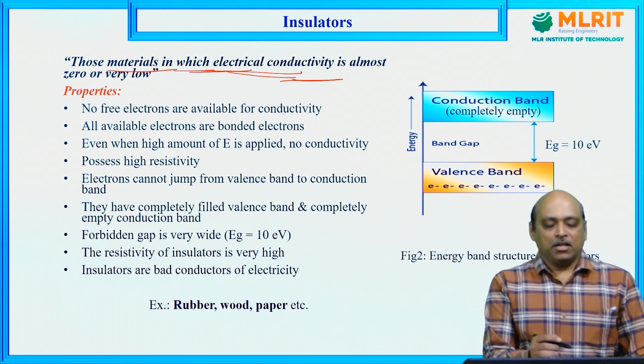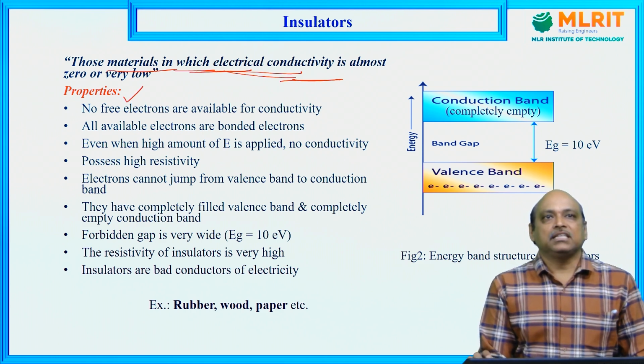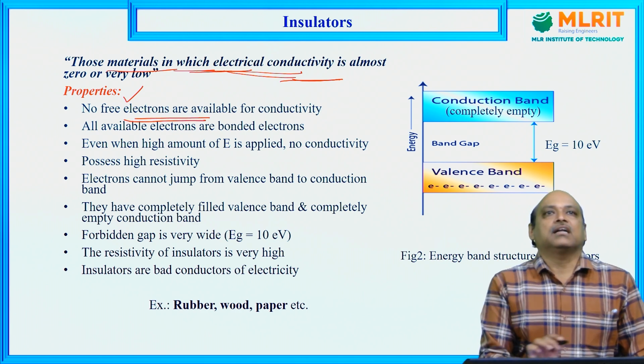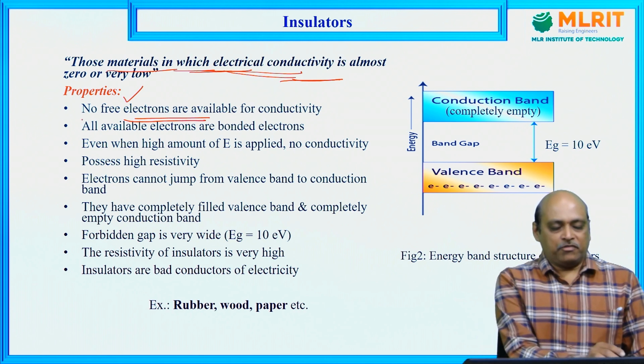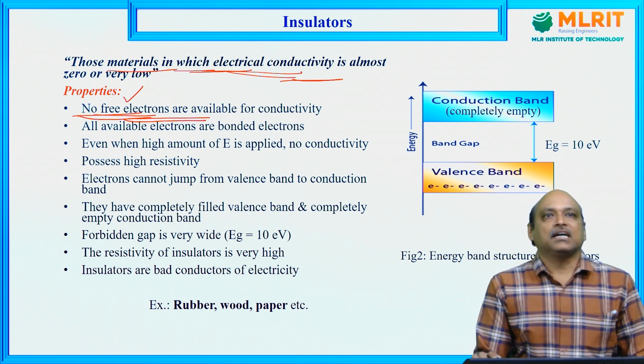And if you look into the other properties, what is the availability of free electrons? Here, looking at the number of free electrons available, we can say that no free electrons are available, whereas in conductors a large number of free electrons are available.